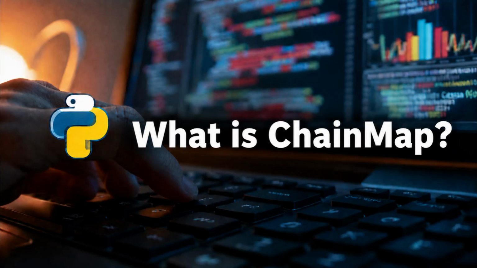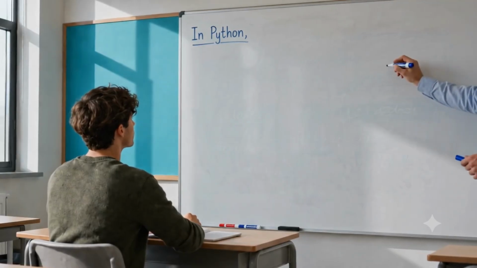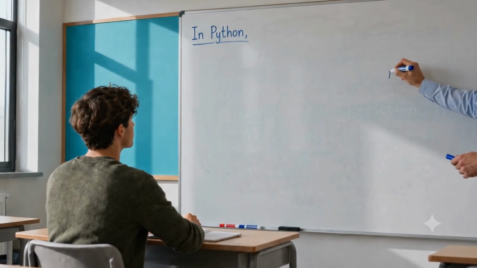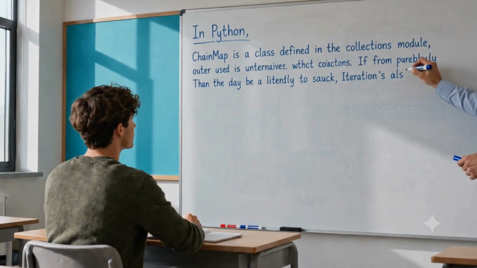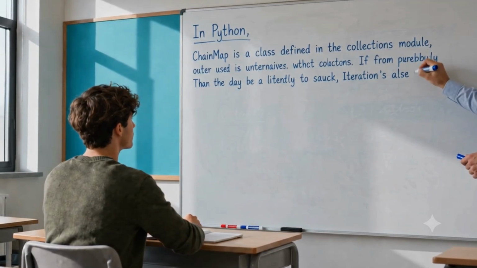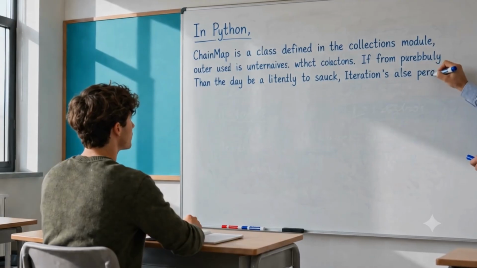What is ChainMap? In Python, ChainMap is a class defined in the collections module. It is used to combine multiple dictionary objects into a single view. It allows us to access and search data across several dictionaries without merging them into one.